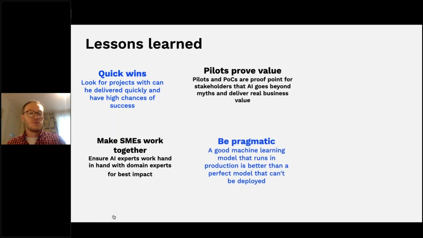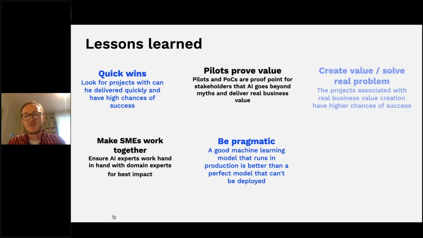Another one is be pragmatic. It's much better to have a model that can be deployed rather than a perfect model that you won't be able to deploy. So pragmatism is quite important here as well. And again, focus on the projects that can truly deliver business value and solve real problems, because this will give you much higher chances of success, as it will also help you convince the right stakeholders that AI is the area to invest in.